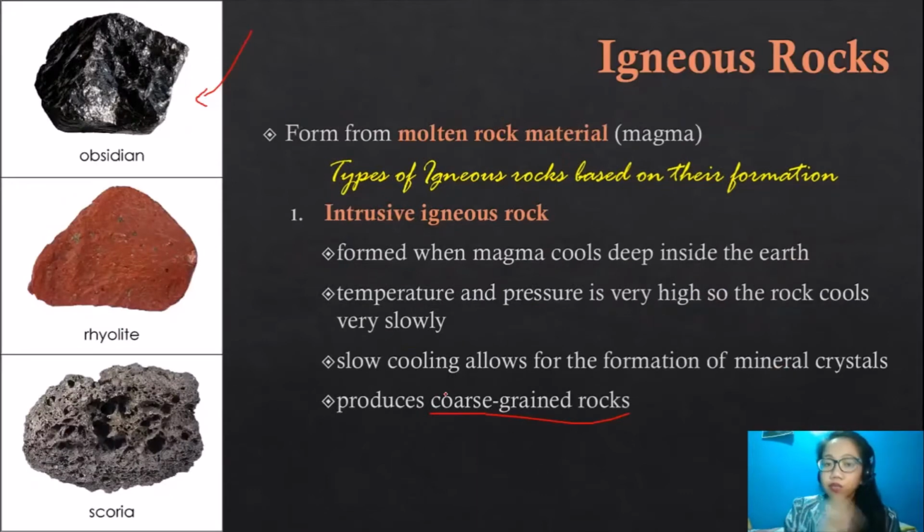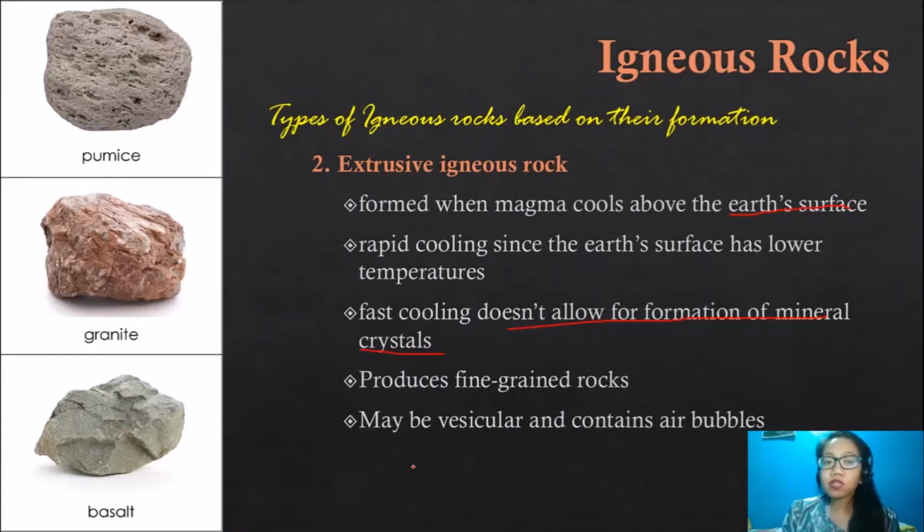So in the first type, the intrusive igneous rocks, glassy formations are possible. Also the formation of small crystals, thus creating a coarse-grained formation. So that's another reason why it's coarse, because you can see that there are some crystals formed within the rock itself. But for extrusive igneous rocks, you can't form these crystals because of the fast cooling. So in comparison, they have fine-grained rocks.